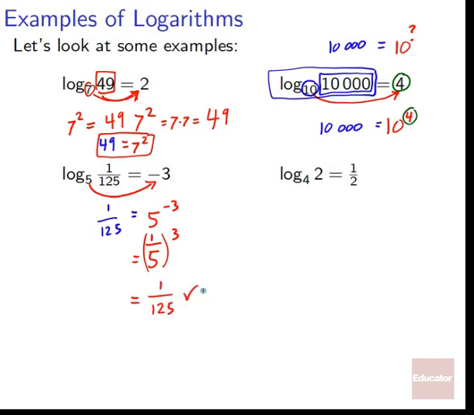Sure enough, checks out. Finally, if we take log base 4 of 2, then we see that 4 to the 1/2 is equal to 2. What is 1/2? 1/2 as an exponent means square root. 4 to the 1/2 is the same thing as the square root of 4, which is 2. So once again, that checks out. So it's the question of what exponent am I looking for to be able to get this base to become the number that I'm taking a logarithm of.